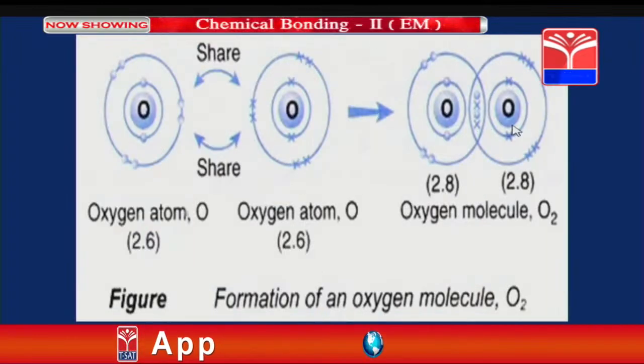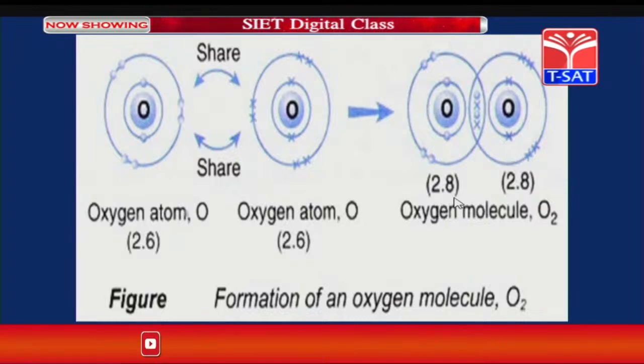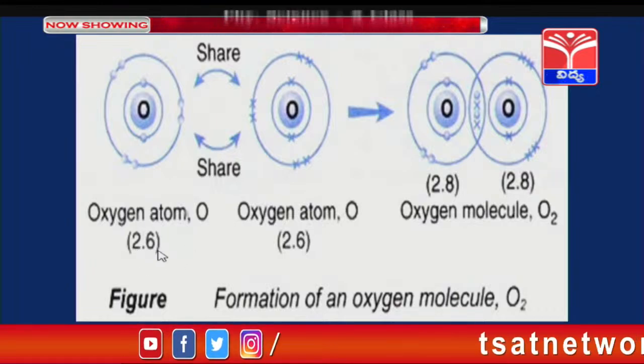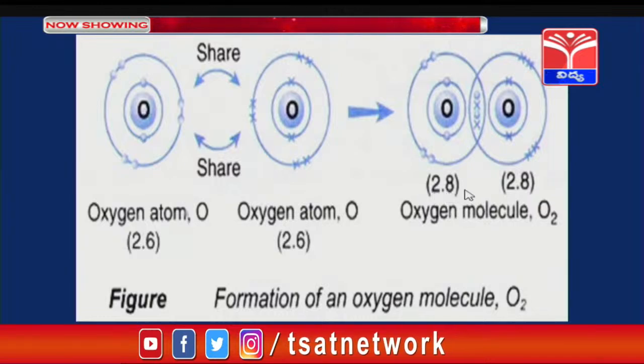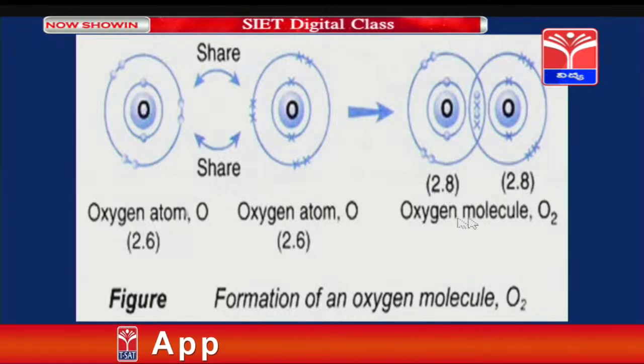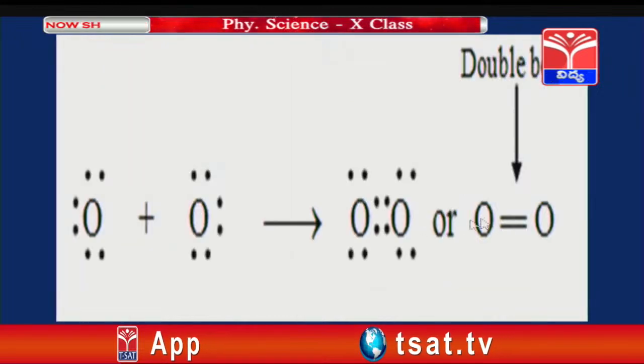Now look at this Lewis structure, children. So each oxygen atom is contributing a pair of electrons, and earlier they had an electronic configuration of 2, 6. Now after combining, they have an electronic configuration of 2, 8. So this is an oxygen molecule. So this is the Lewis dot structure, children.